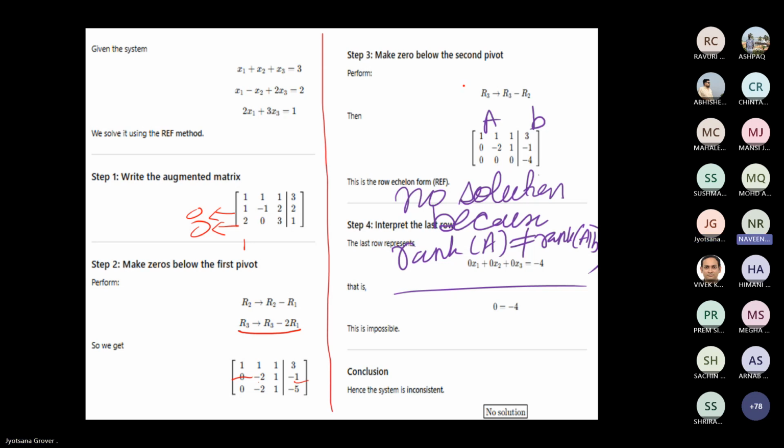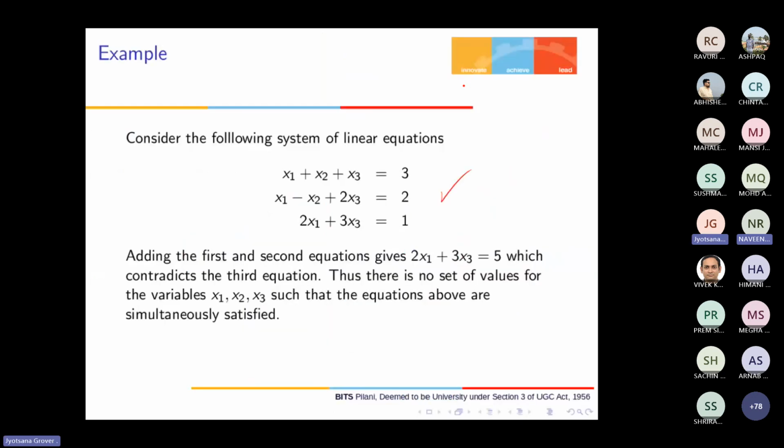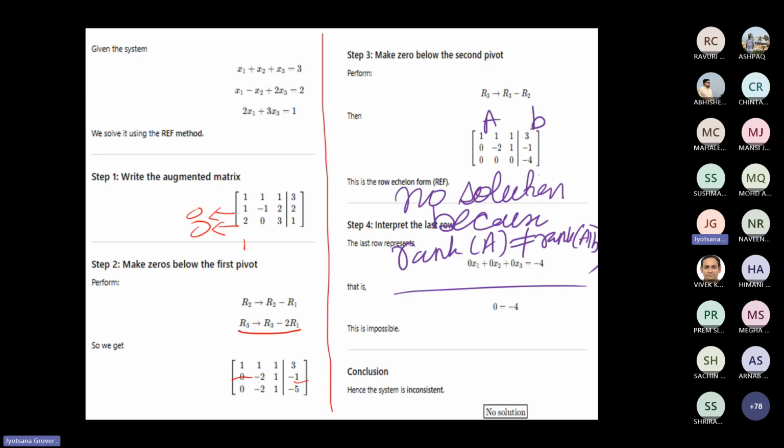What if the equation says 0? If you go back to those equations, what if it says equal to 0? Let's say in the third equation it says equal to 1, 2x1 plus 3x3 equals 1. What if it equals 0? That should be a proper equation. Okay, you are right, it should be 0 here.